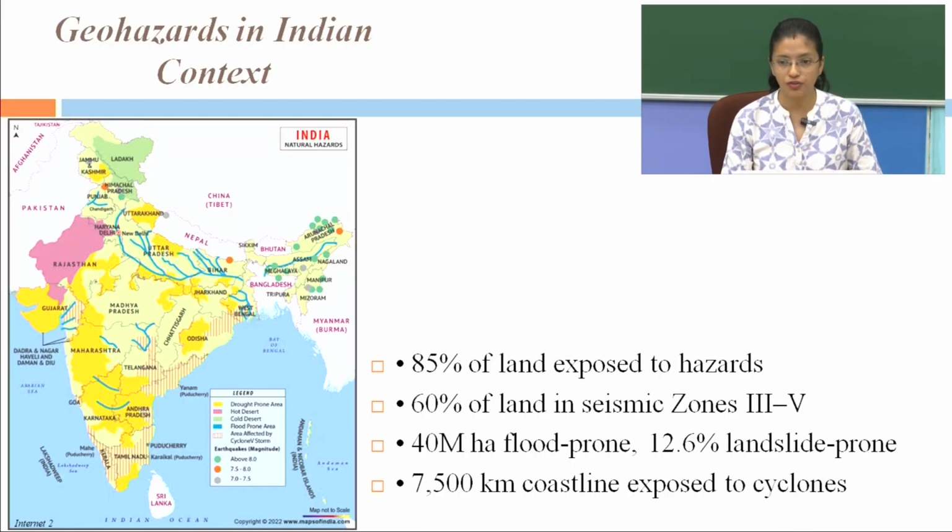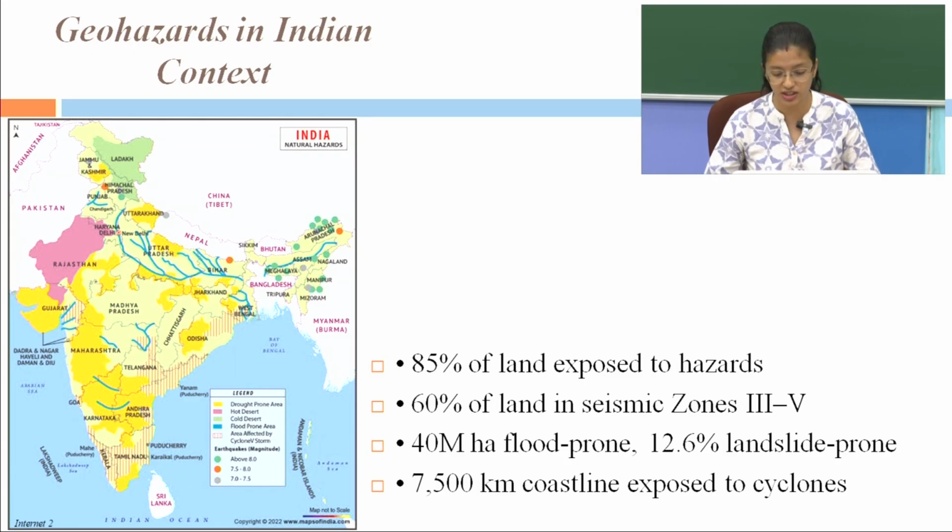This is a snapshot of India's vulnerability to these hazards. 85% of the land is exposed to one or the other disaster. 60% of the Indian subcontinent lies in seismic zones 3 to 5. 40 million hectares of the area is prone to floods. 12.6% is vulnerable to landslides, and 7,500 kilometers of the coastline faces frequent cyclones. This shows that geohazards are not only an occasional event, but an ongoing national concern.